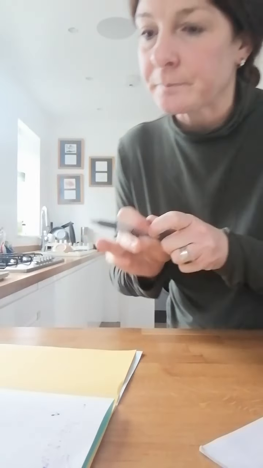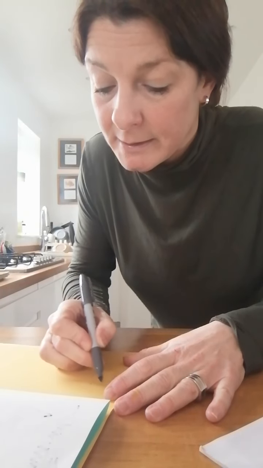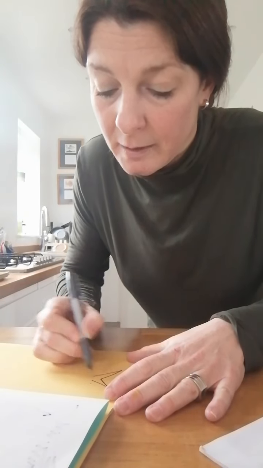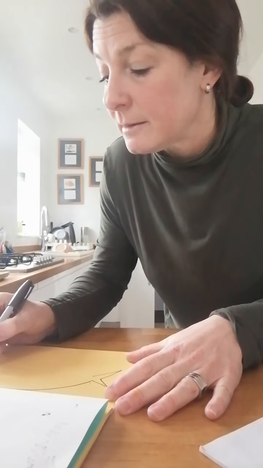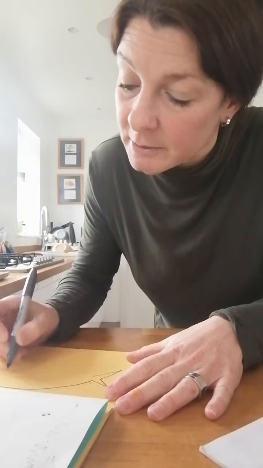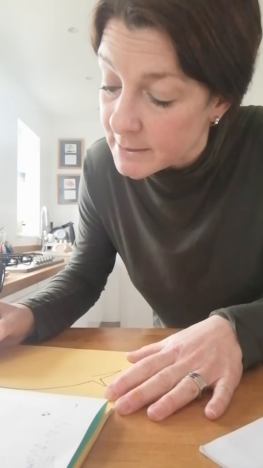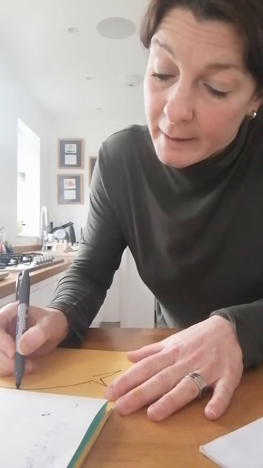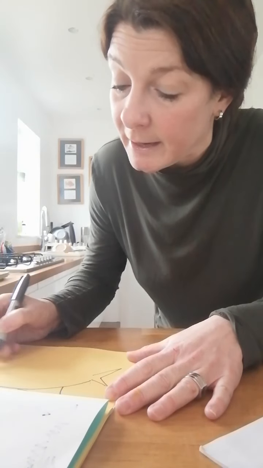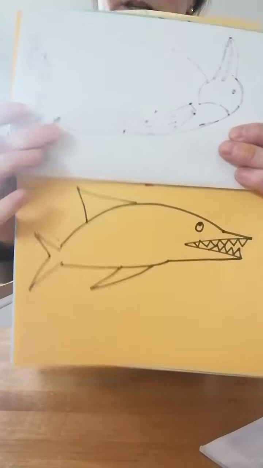So I'll get a grey. And label it just means that I write all the different parts. Now this shark is going to have very sharp teeth because they do have very sharp teeth. And they have a big fin, a shark fin. Now I've rushed it a little bit, but the shark looks a little bit like a shark.